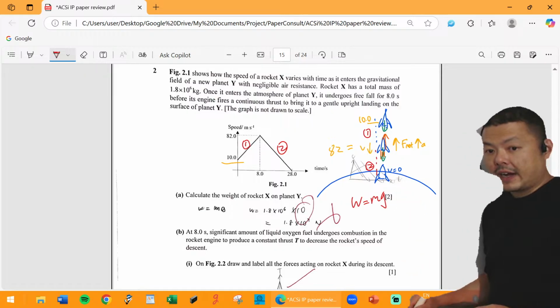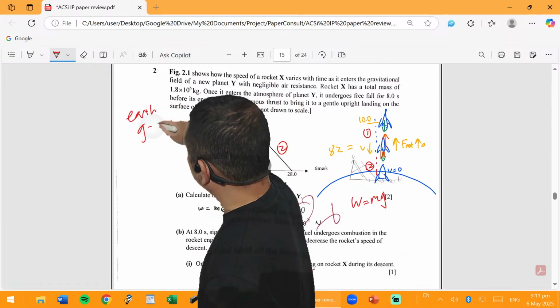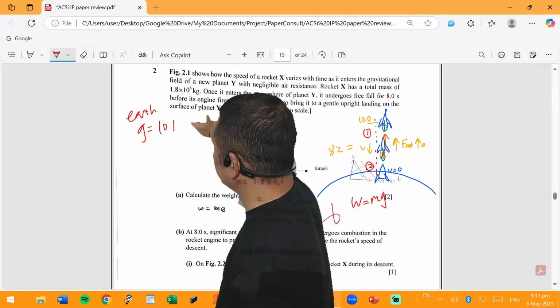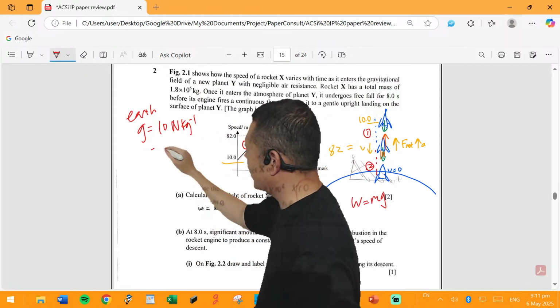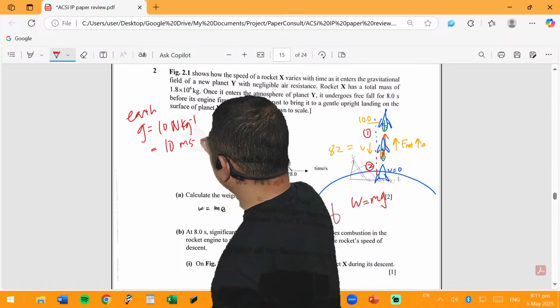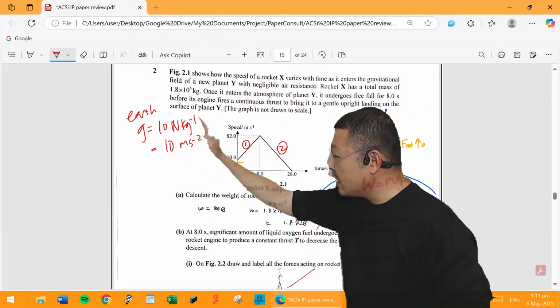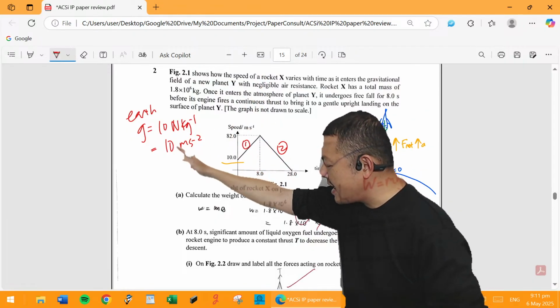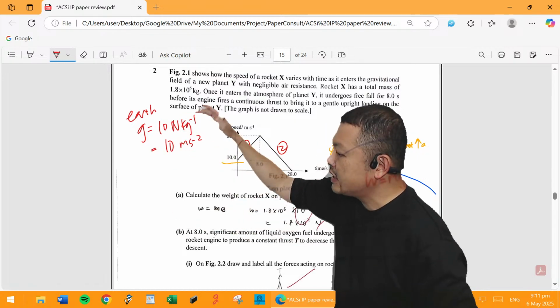Okay, fine. g is what? For Earth is what? 10. 10 what? What's the unit? 10 newton per kg, right? Every kg of mass, you will get 10 newtons. But it's also the same as 10 meters per second squared. Okay? So if you can find the gravitational acceleration of a planet, that's the gravitational field strength of that planet. g acceleration equals to g field strength.